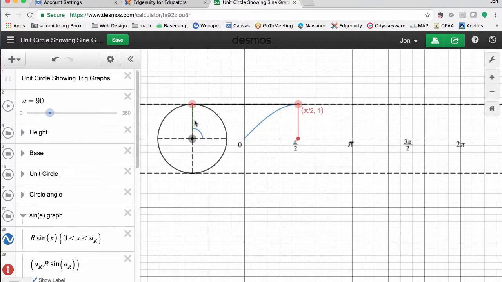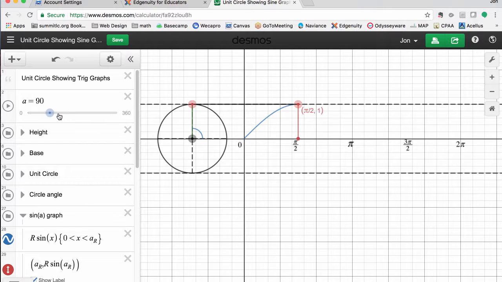At 90 degrees, the sine at 90 degrees, that's the same as the radians of pi over 2, is exactly 1. So look at what we got. We got a trig function when we connect all the points. The increasing sine value around the circle, we max out at 1.